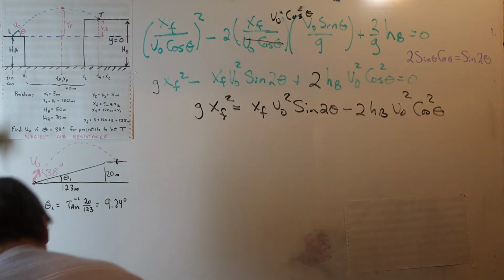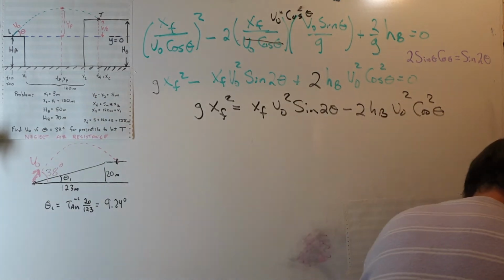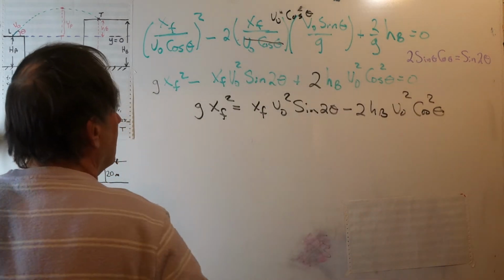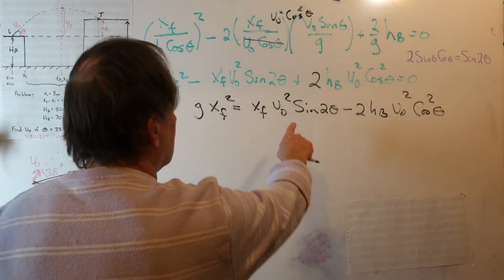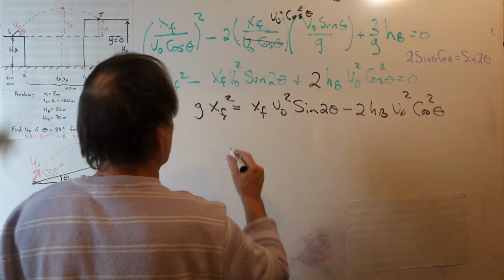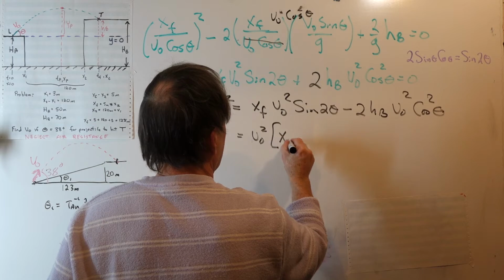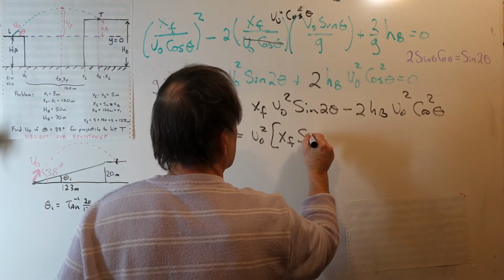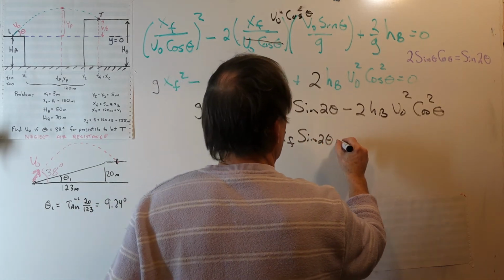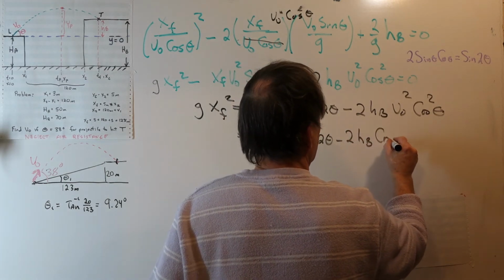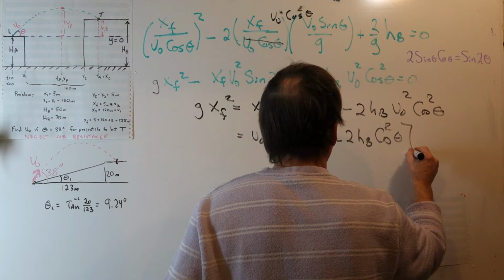All right, now let's look at what we have here. Let's factor out a V0 squared. So we have V0 squared times xf sine 2 theta minus 2 hb cosine squared theta.